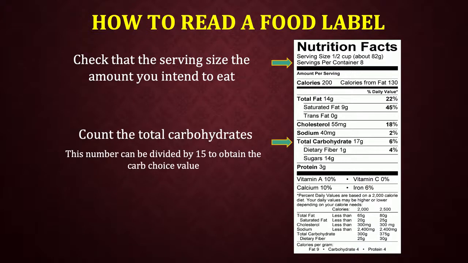Divide that number by 15 to determine the total number of carb servings. For example, this label says 17 grams, which is about 1 serving of carbs. If the total carbohydrates in 1 serving was 30 grams, you would count it as 2 servings of carbs. It's really important to note that underneath total carbohydrate, you'll find dietary fiber and sugars. These do not need to be added in since they're already accounted for in the total.